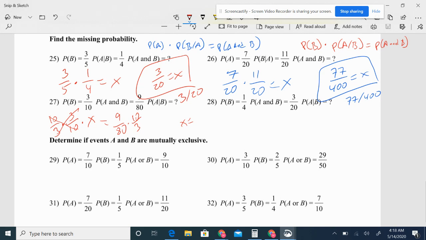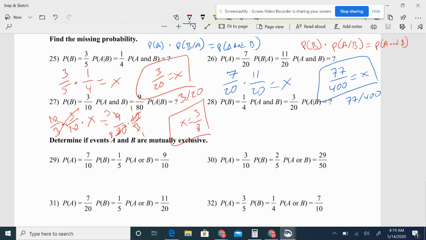Now 9 over 80 times 10 over 3, simplify first. 10 and 80, let me divide each by 10, so that's 1 and 8. 9 and 3, let me divide each by 3, that's 3 and 1. Now when you multiply straight across on the top, I have 3 over 8. Make sure for the answer, you just type in the fraction, 3 backslash 8. So 3 over 8.